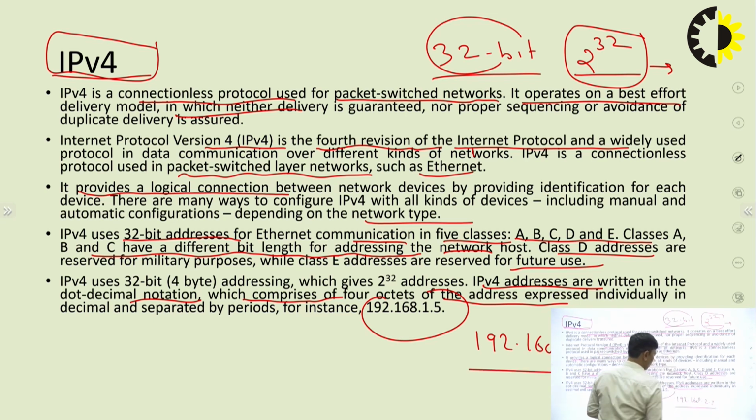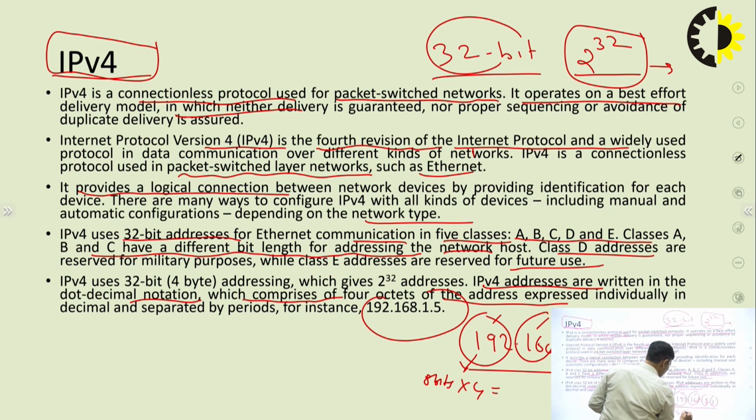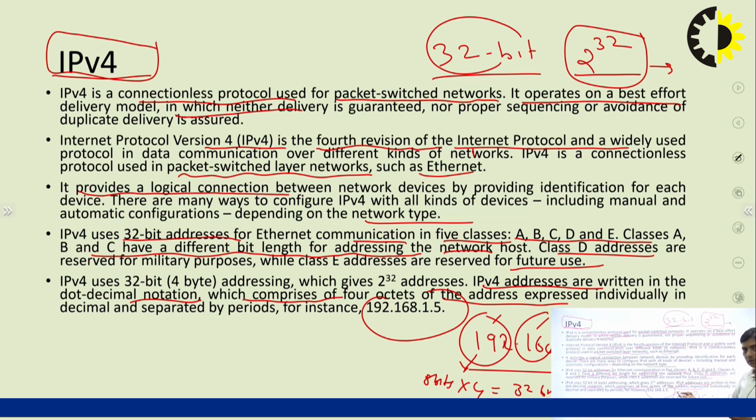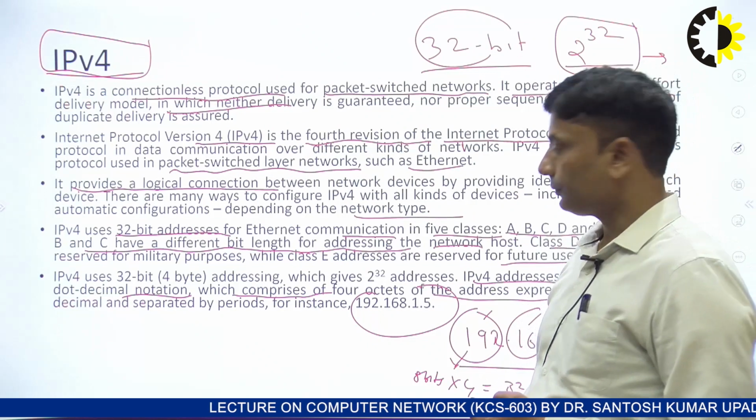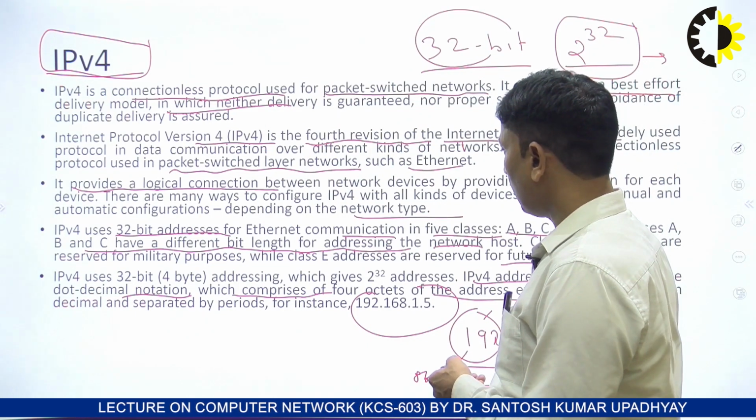192.168.2.3, like this one. This is the first octet, this is the second one, this is the third one, this is the fourth one, each of 8 bits. So 8 into 4 is equal to 32. These are the decimal values of the first octet, then the next 8 bits in decimal, then the third 8 bits in decimal, then the last 8 bits in decimal, represented in decimal format. This is known as dotted decimal notation.